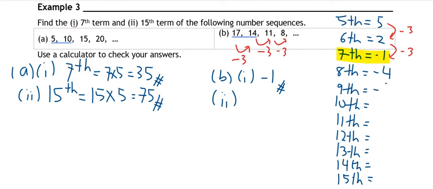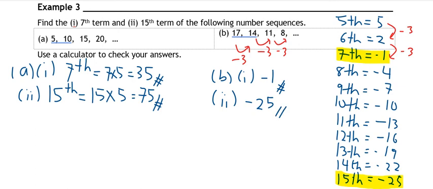Okay, let's continue from here. Negative 4 minus 3, negative 7, negative 7 minus 3, negative 10, negative 10 minus 3 will be negative 13, negative 13 minus 3 will be negative 16, negative 16 minus 3 will be negative 19, and negative 19 minus 3 will become negative 22. And last but not least, your 15th term will be negative 22 minus 3, which will become negative 25. And there you have it. You are looking for the 15th. So this is your answer for part 2, which is negative 25. Right?